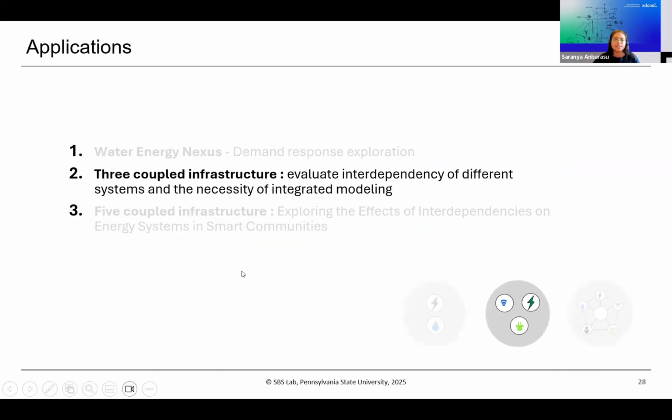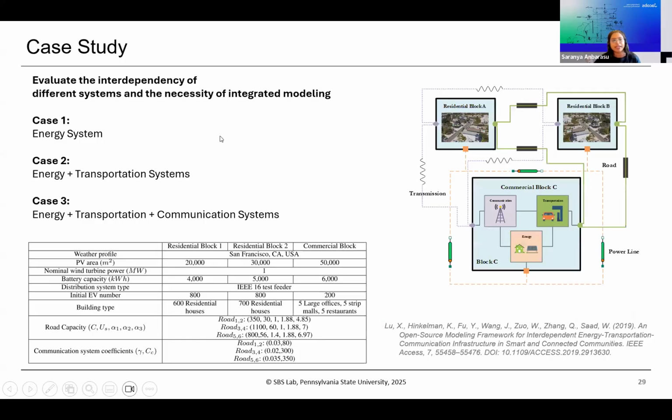The next one was the three-coupled system, where we did a case study in which we evaluated the interdependencies of different systems. And here, we took three different cases. One was just the energy system all alone. And then we integrated the energy and transportation systems. And case three was energy, transportation, and communication. So this was considering a hypothetical community block based out of Denver, and it has two residential blocks and one commercial block connected by the power lines, roads, and transmission cables. All that is how we have set it up.